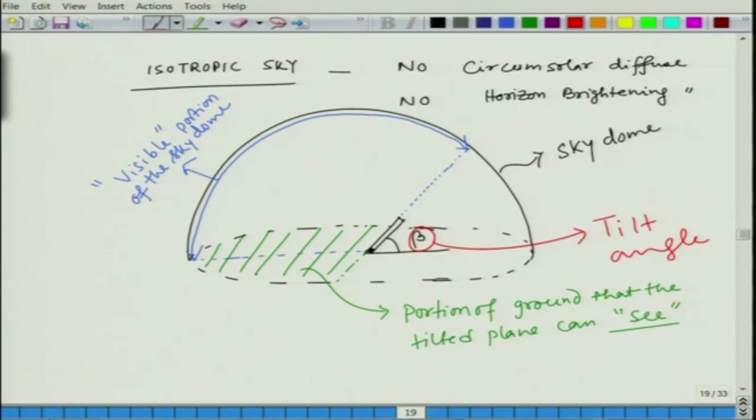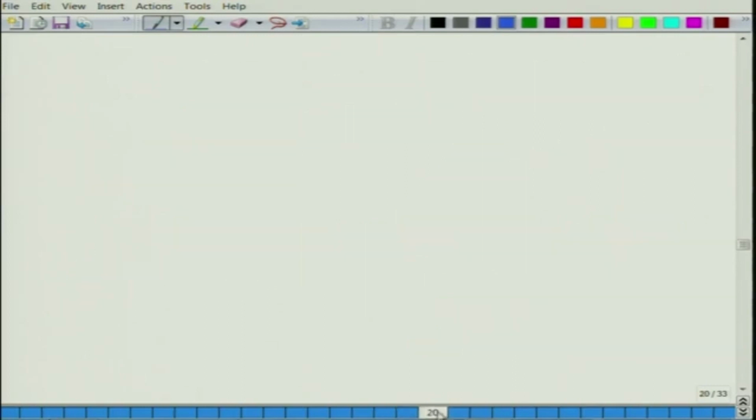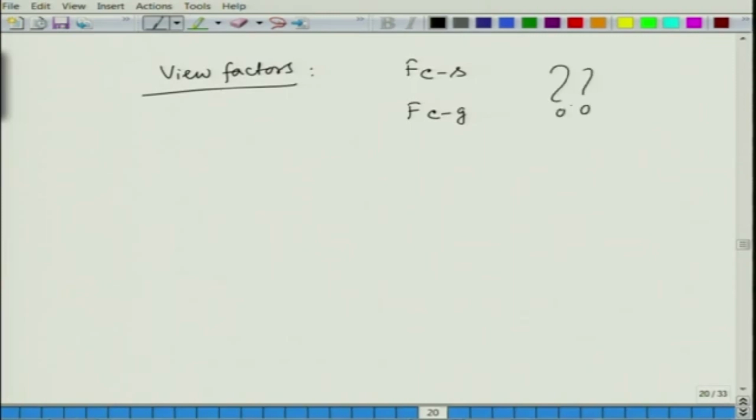Okay. So, if this is the case, under the isotropic sky assumption, we are assuming that this whole blue portion is isotropic. It has a certain intensity which is coming equally from all parts of the dome. So, first we need the view factors. View factors are from the collector to the sky, and the other view factor is from the collector to the ground, right. So, what would be these view factors?